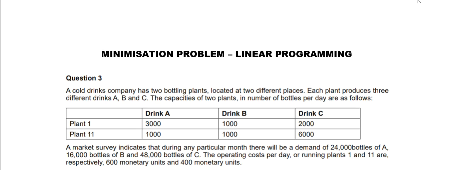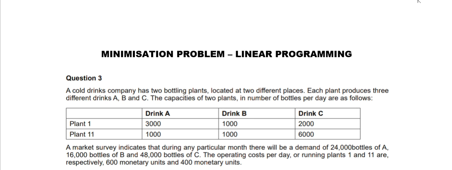So let's get started. A cold drinks company has two bottling plants located at two different places. Each plant produces three different drinks, A, B, and C. The capacities of the two plants in number of bottles per day are as follows. So we have plant 1 and plant 2. Plant 1 gives you 3,000 bottles of drink A in a single day. It gives you 1,000 of drink B and 2,000 of drink C. Then plant 2 gives you 1,000 bottles of drink A, 1,000 of drink B, and 6,000 of drink C.